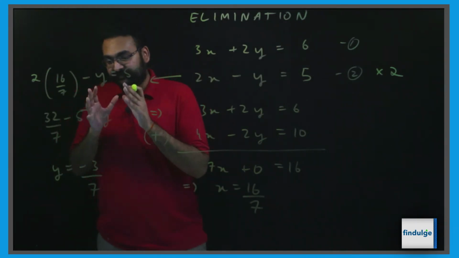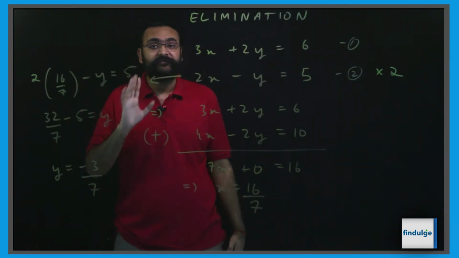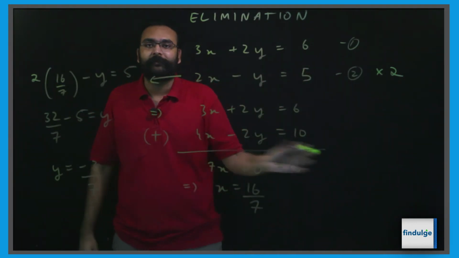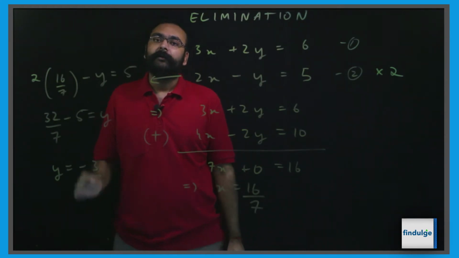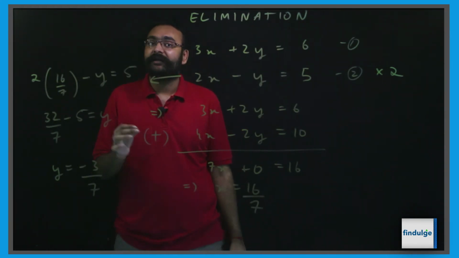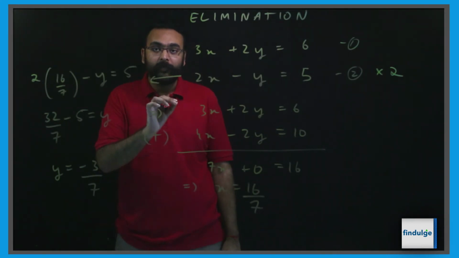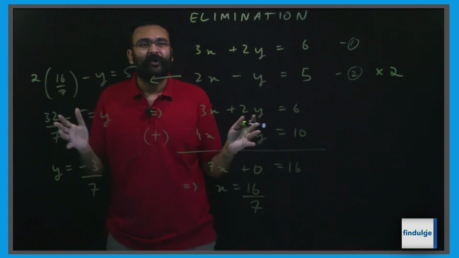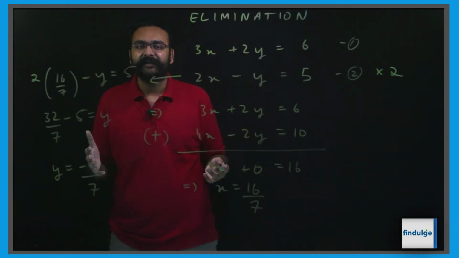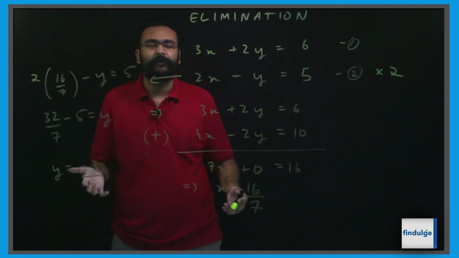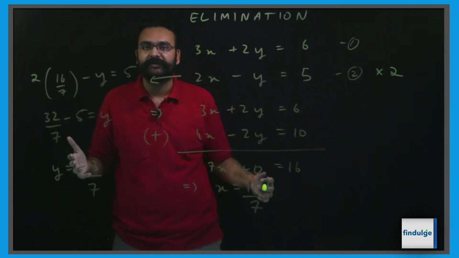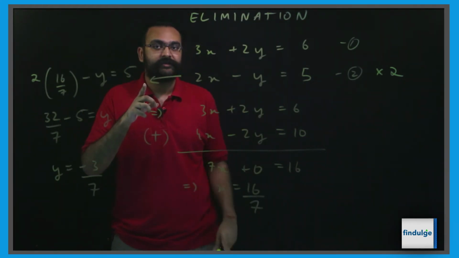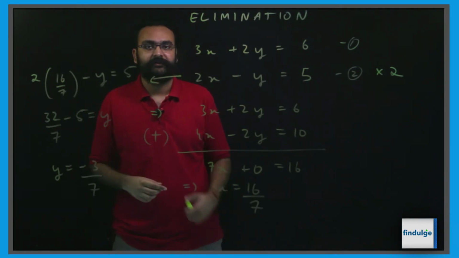So as you can see in this method, it's faster because the moment you do this multiplication, you add, you get rid of it automatically and you get one variable. Also, the calculations are a little bit easier. The problem in this method is if your coefficients are either very large or very different. In that case, this method becomes a little bit less useful because you'll be multiplying by big values and then it will become more complex. To deal with those questions, we will look at the third method.